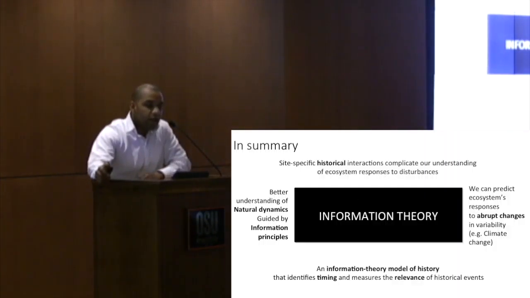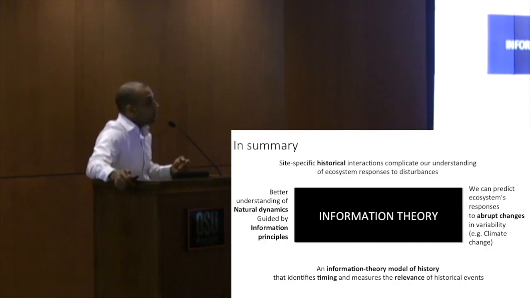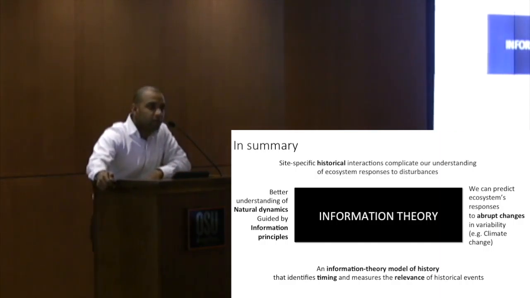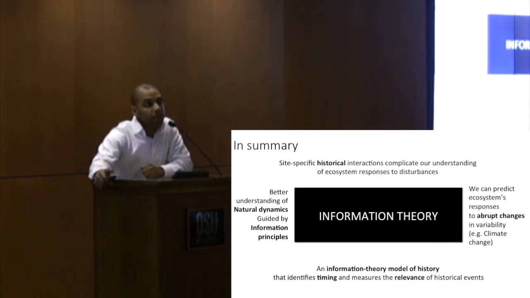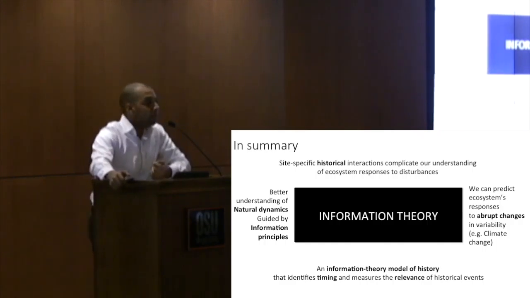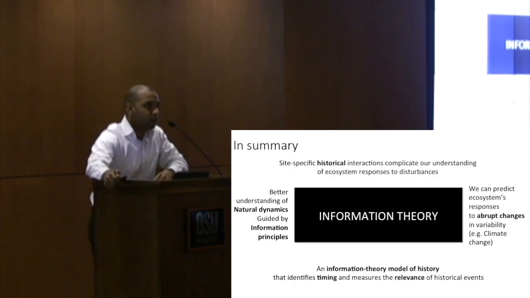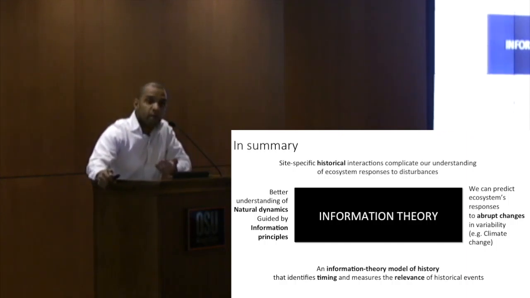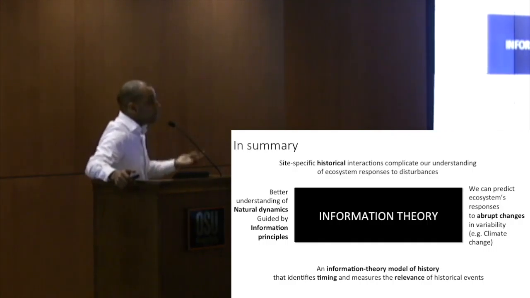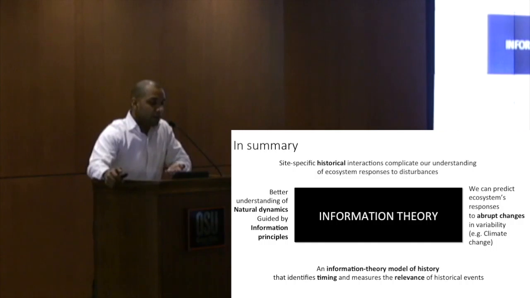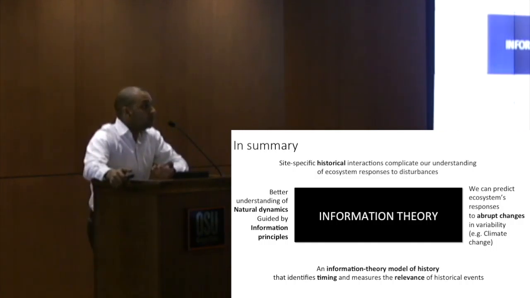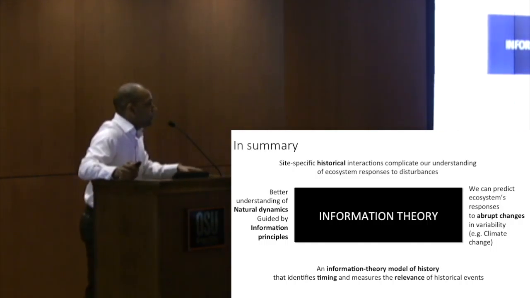In summary, I told you that specific historical interactions complicate our understanding of ecosystem responses to disturbances. What I'm trying to do is to use an information theory model of history that identifies the timing and measures the relevance of these historical changes in watersheds. I think that with further improvement and refinement, we might be able to predict how these ecosystems respond to abrupt changes. And that would be guided by a better understanding of natural dynamics using information theory principles.